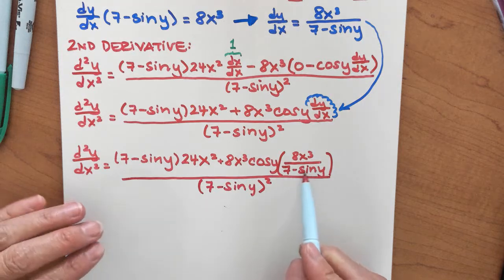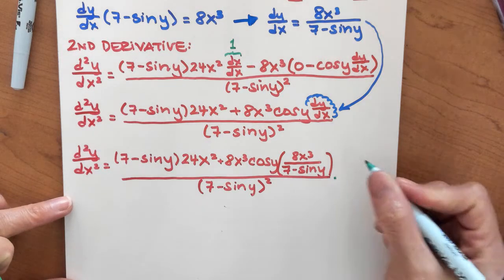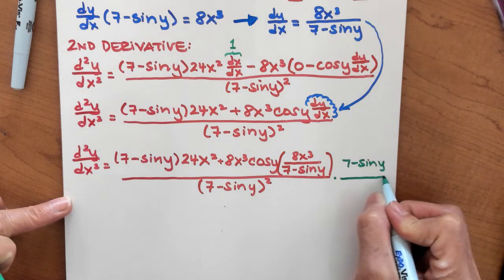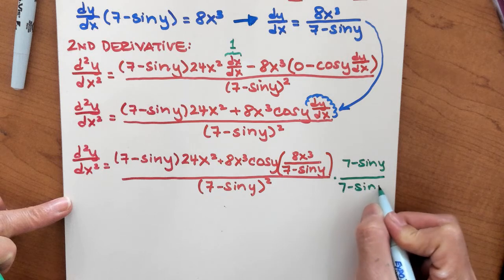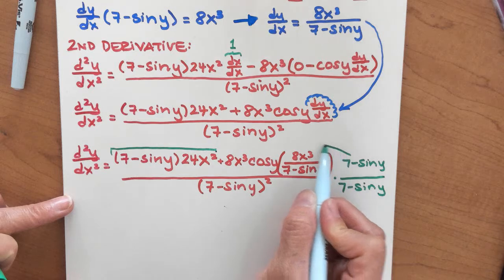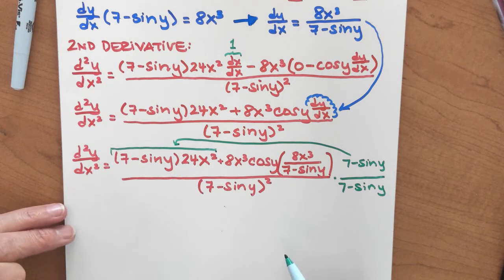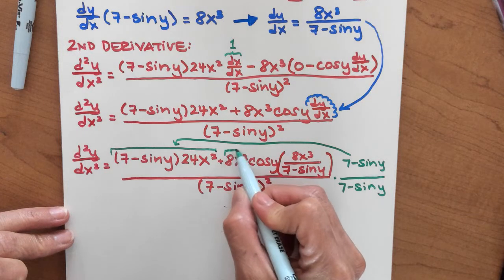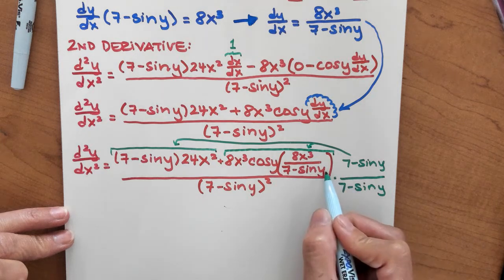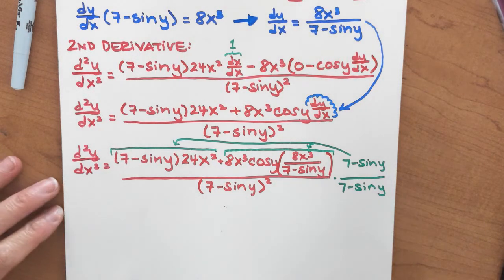Okay, I don't want to leave this complex fraction in here, so to get rid of the complex fraction, I'm going to multiply by its reciprocal in the form of the number 1: 7 minus sine y over 7 minus sine y. When I multiply that times my first term here, I'm going to get a 7 minus sine y squared. And when I multiply it times the second term, of course it's going to cancel with this fraction here, and then I will not have a complex fraction anymore.